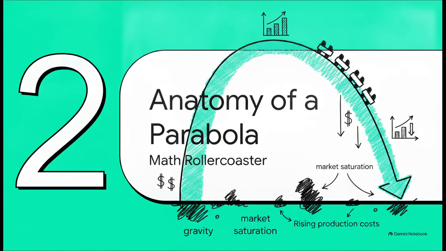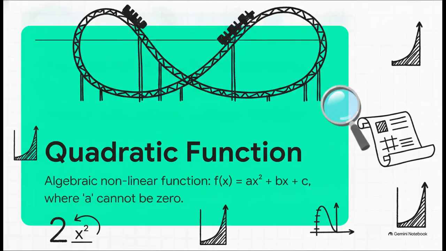Section 2. Anatomy of a parabola. The mathematical roller coaster. It really helps to think of our business metrics a bit like a roller coaster, climbing up the tracks to an absolute peak before gravity, something like market saturation or rising production costs, pulls them right back down. To understand this roller coaster, we need its blueprint, and that is the quadratic function.